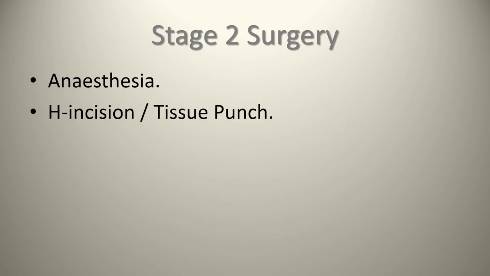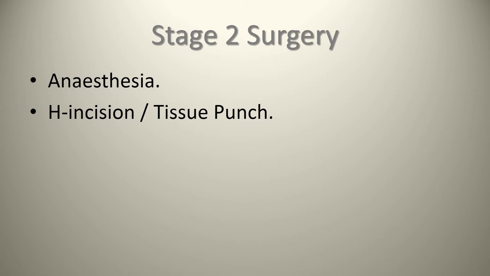In my practice, there are generally a few things that we look at. Number one, you want to get some sort of anesthesia for the patient, because if the implants are not exposed in the mouth, as in the cases we described previously, you need to get to them. So getting some anesthesia in there is always good. Usually in our office, we use one of two methods to do a stage two procedure: either an H incision or a tissue punch.